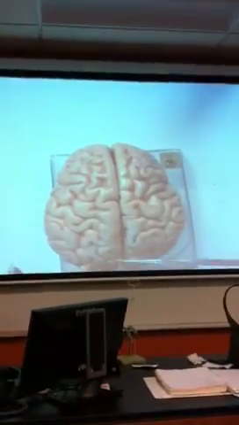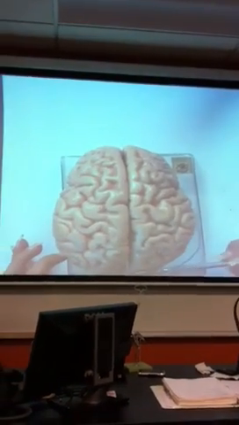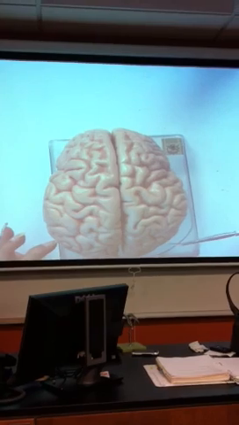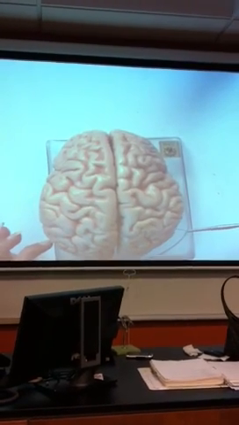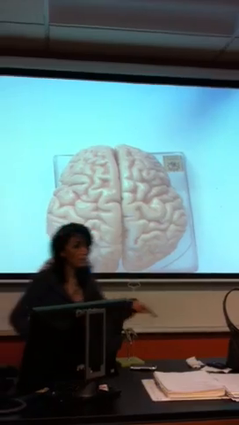There's another major sulcus that's towards the back that separates the occipital lobe from the parietal lobe, and that's known as the occipital-parietal sulcus, or the parieto-occipital sulcus. I always forget.